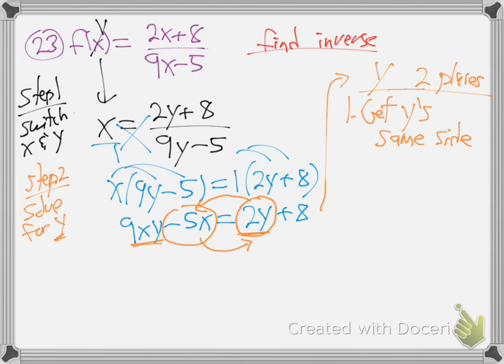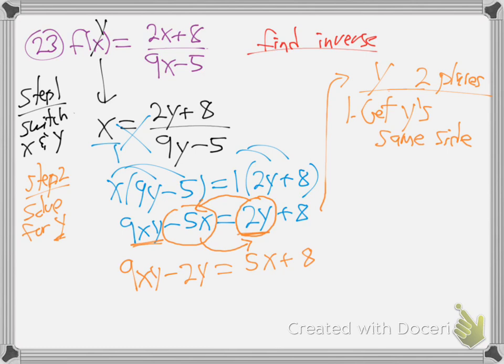And what happens when something jumps over the equal sign? The sign in front switches, doesn't it? So this is going to become 9xy minus 2y and 5x plus 8. That negative 5x became positive, huh? Good so far? See how I've got both y's on the left now, and the other side has no y's at all. So when I get all the y's on one side, the other side has no y's.